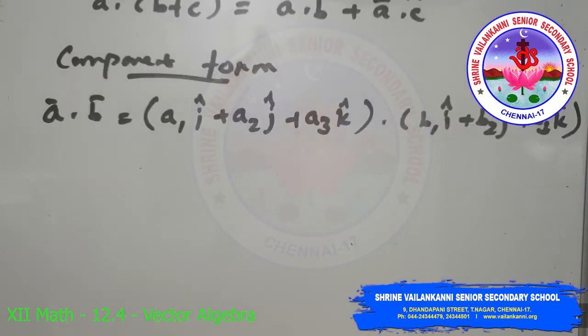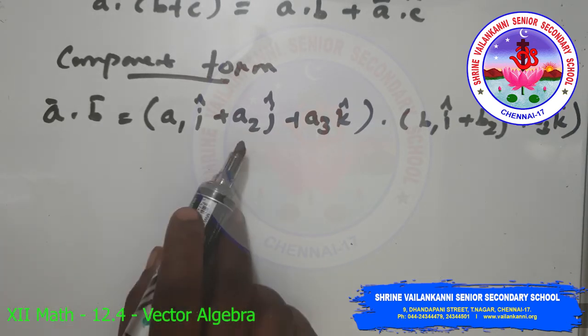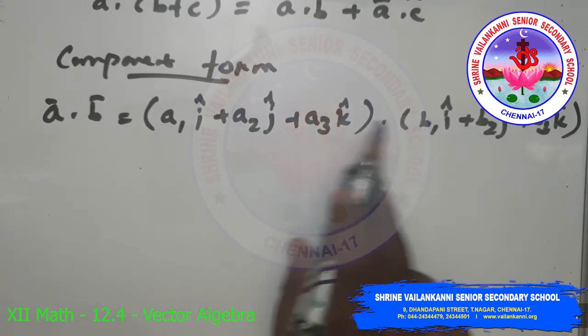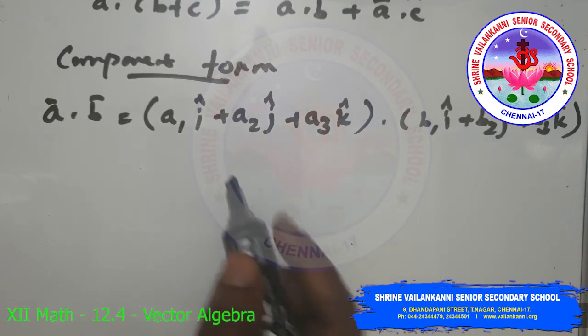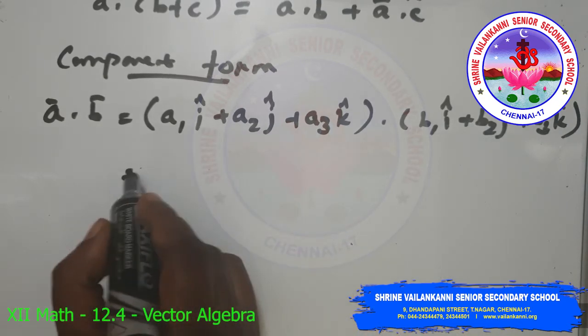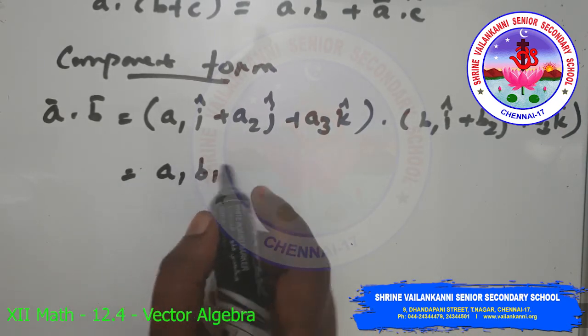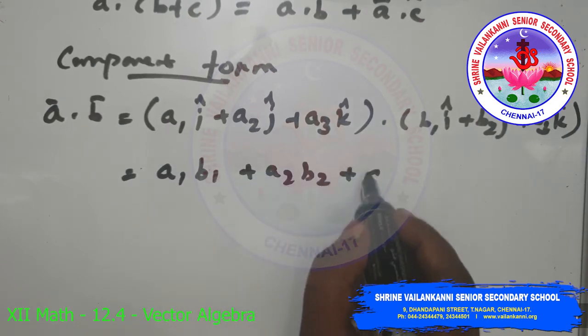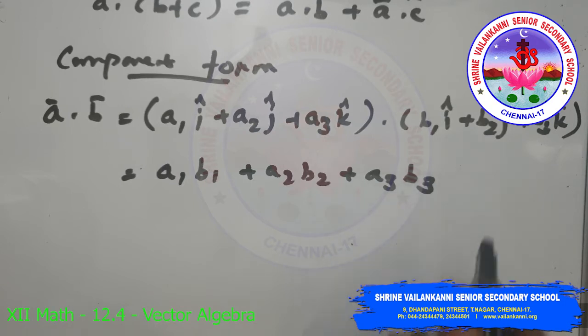If two vectors a and b are given in component form as a1 i plus a2 j plus a3 k and b1 i plus b2 j plus b3 k, then the scalar product is given as a dot b equal to a1 i plus a2 j plus a3 k dot b1 i plus b2 j plus b3 k. On simplifying this, we get a1 b1 plus a2 b2 plus a3 b3.